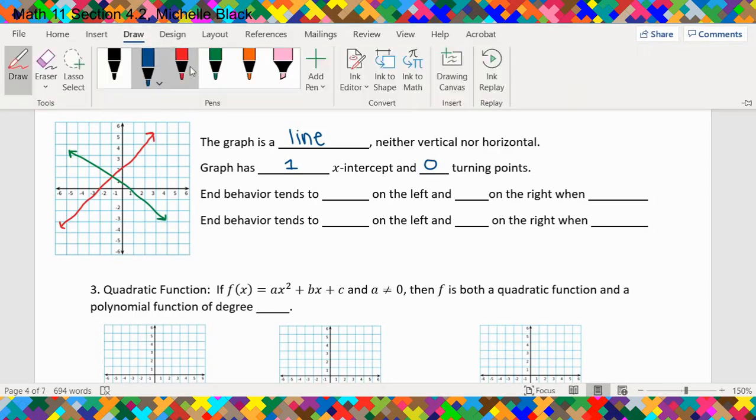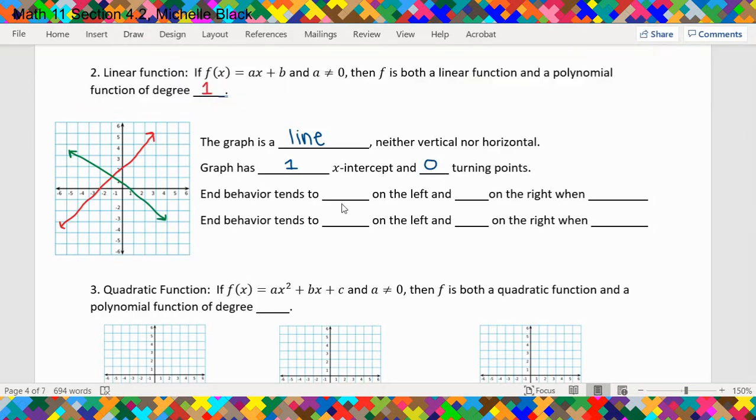Now, the end behavior for our red graph tends to negative infinity on the left and positive infinity on the right. And this happens when you have a positive slope. Well, for us, we're thinking of our slope as a. So this happens when a is greater than 0. Again, we have ax plus b. Think of it like mx plus b. If m was positive, we would get back a line like the red line.